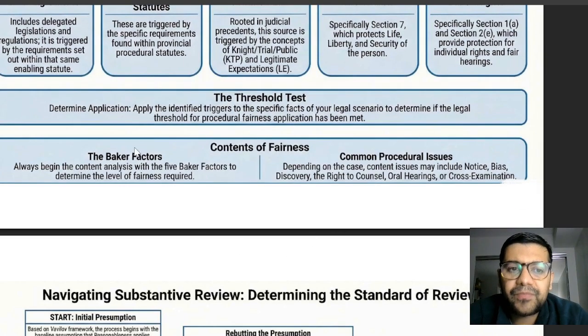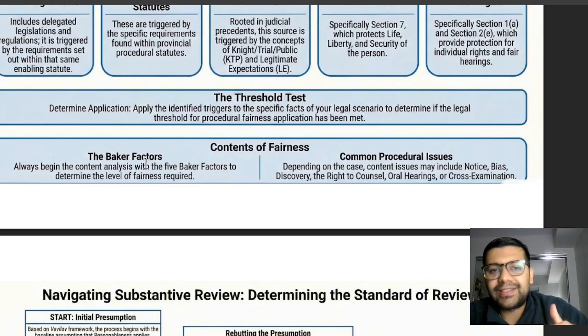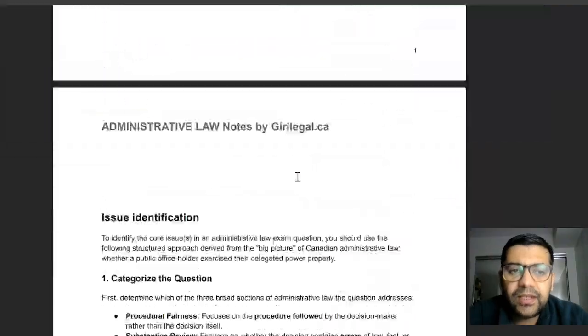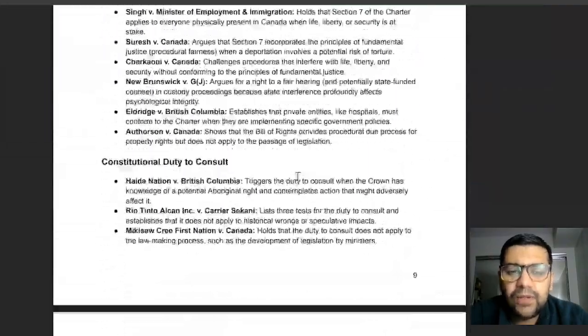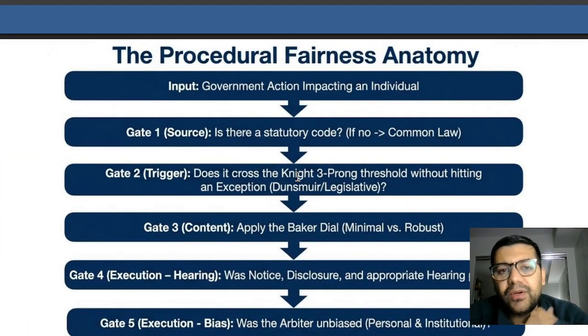And then remember, the last one here is the Baker factor, right? One is if procedural fairness is owed. Second is how much procedural fairness is owed, right? If it is there and how much it is there. These are the two things, and then you need to put them step by step, and that's what I was talking about in the IRAC format, the skeleton that I've given in the document here. Common procedural issues depending on the case, content issues, like this is specific, we'll go below, right? And then this is the anatomy I was talking about.